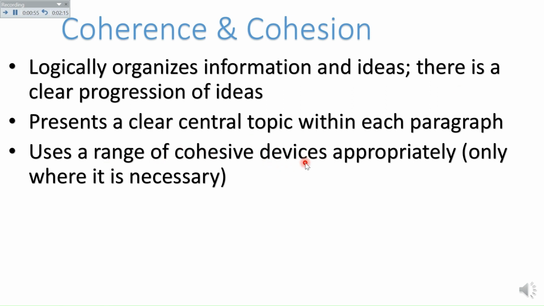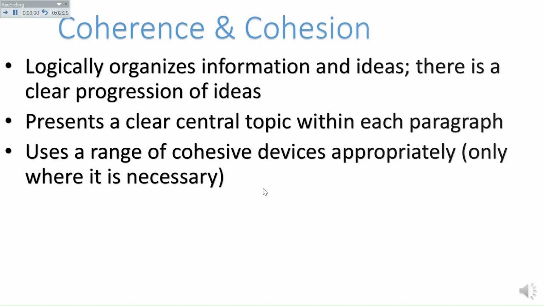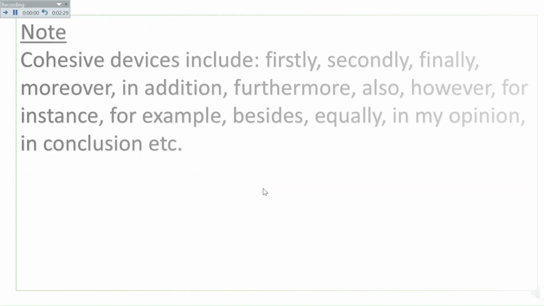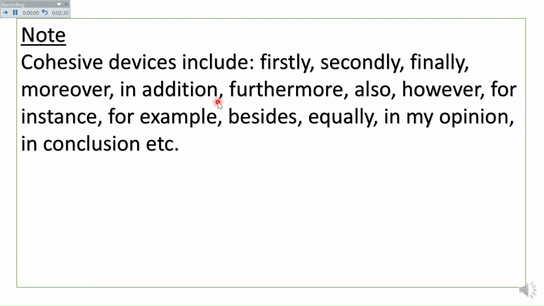Use a range of cohesive devices appropriately, only where it is necessary. We have a lot of cohesive devices which we can use in your writing in task 1 or task 2, but only where it's necessary. Let's see what these cohesive devices are. These cohesive devices include firstly, secondly, finally, moreover, in addition, furthermore, also, however, for instance, for example, besides, equally, in my opinion, including, etc.